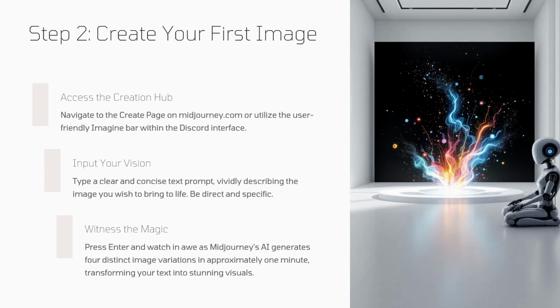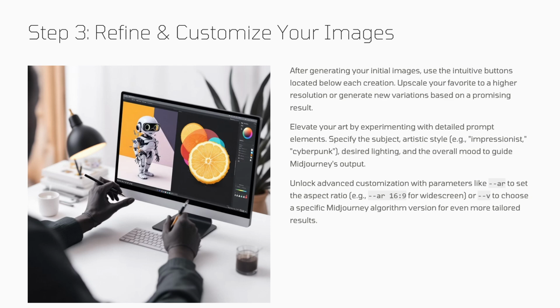text into stunning visuals. So here, refine and customize your image. After generating your initial image, use the buttons located below each creation to upscale your favorite to a higher resolution, and generate a new variation based on the promising result. Elevate your art by experimenting with detailed prompt elements, specifically specifying the subject, artistic style like impressionist or cyberpunk, desired lighting, and overall mood to guide Midjourney's output.